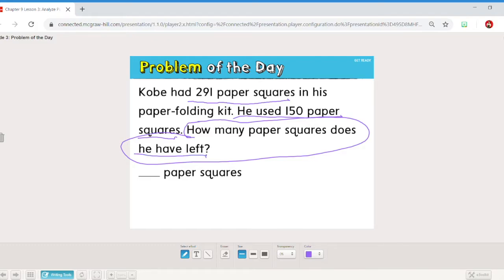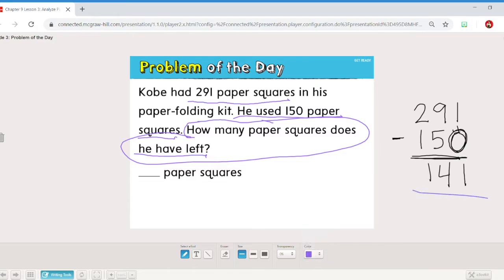Well, if we want to know how many are left over and he used some, that tells me we're going to be doing some subtraction. So I'm going to set up subtraction, stack them as we like to say. We're going to start with a larger number when we subtract because he started with 291 and he used 150. Well, my zero looks kind of funny there. So let's see, we have more on top, no need to stop. So 1 minus 0, 9 minus 5, and 2 minus 1. Well, we didn't have to regroup, made it an easy peasy one, which means our answer is he had 141 paper squares.